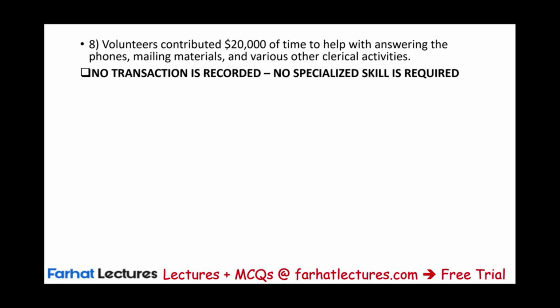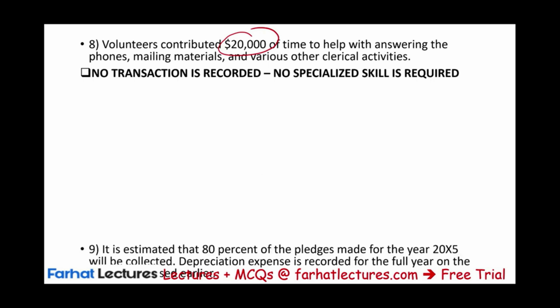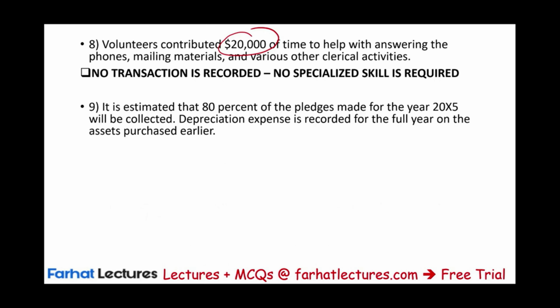Now again, here we are receiving services. If you don't know the rules, please look at the prior recording. No specialized skill is required. Although it's worth 20,000, we don't have to record this. If it was specialized, then we would debit an expense and credit revenue. We talked about this in the prior recording. You can review it if you're not sure how to account for these contributions of services, because it's something you need to know. It is estimated that 80% of the pledges made during X5 will be collected.